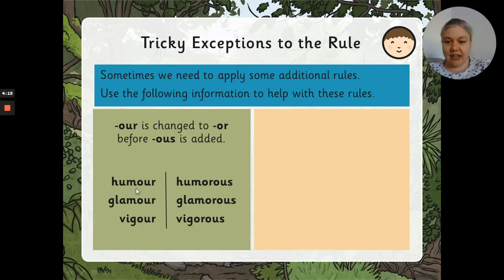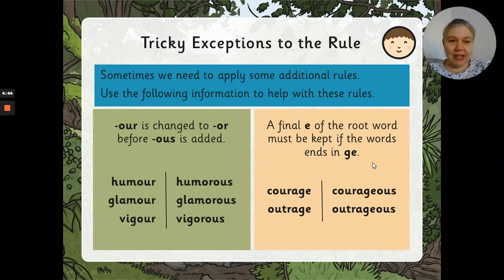So here you can see the OUR at the end of the word humour has been changed for OUS to create the word humorous. Glamour, we've taken the OUR, replaced it with OR to make the word glamorous. And again, the word vigour, we can see the OUR ending at the end of the word. We've taken the OUR, replaced it with OR before adding OUS to create the word vigorous.